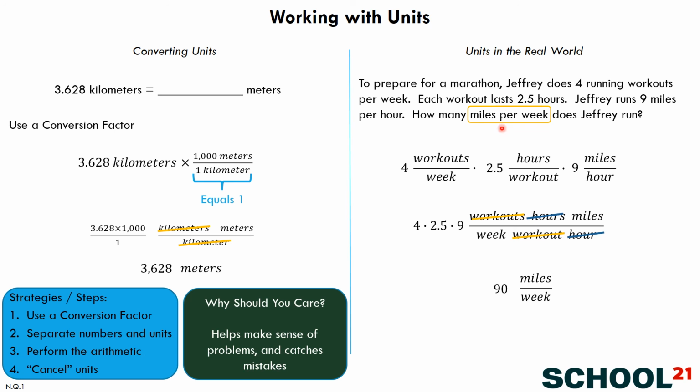So by identifying what it is that we were looking for and then playing with the different pieces, each one of these is actually a conversion factor, because each one of these is equal to certain parts of the problem. So if you multiply it out this way, and if the units come out, then you can be confident that you've gotten the right answer and you've done the right arithmetic. So there you have 90 miles per week as your answer, and that's how far Jeffrey runs each week. Great job. Cool.